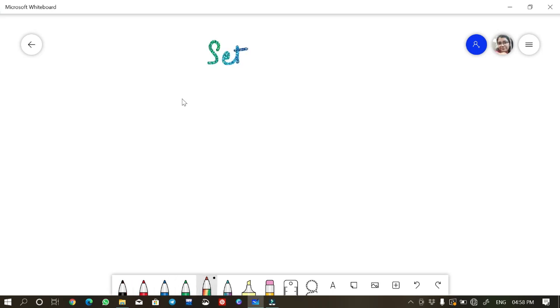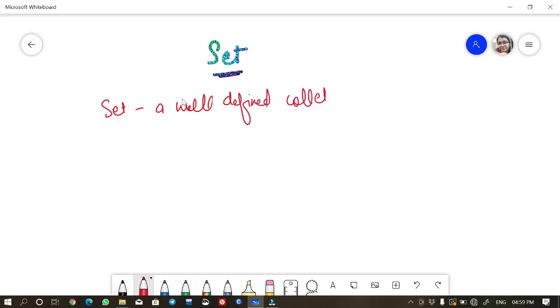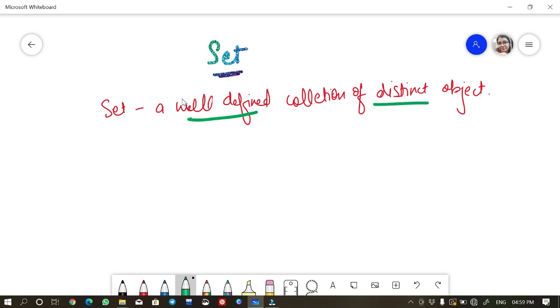The first definition is set. I will write down the definition here. By set we mean a well-defined collection of distinct objects. Let me highlight the key points here. The first one will be well-defined and the second one is the distinct property, right? By well-defined we mean that there is no confusion with the definition of a set, right? So all the qualities are not included here.